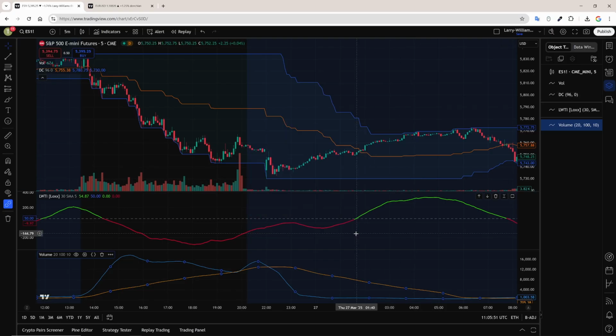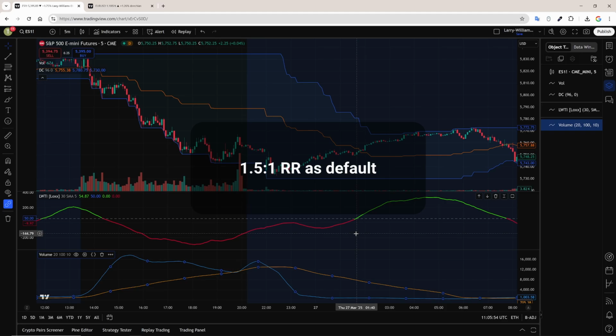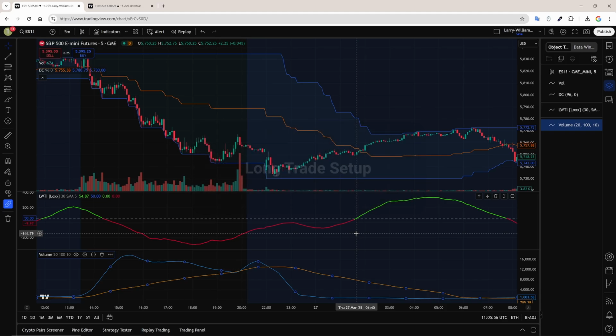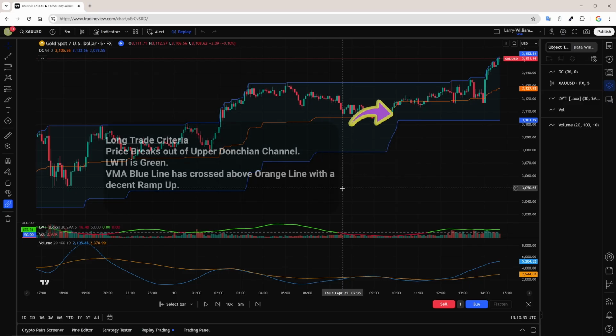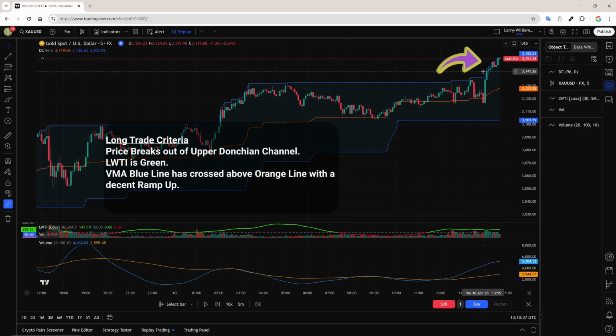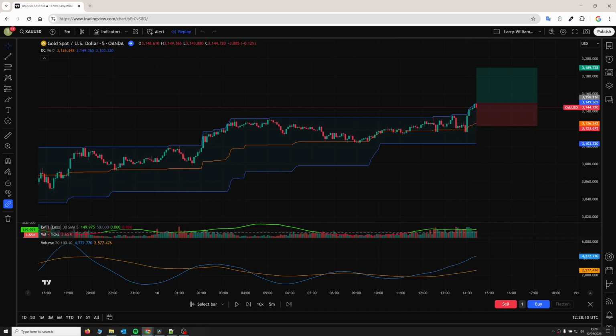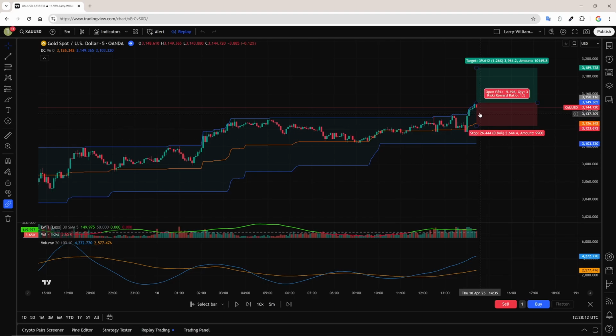This strategy uses a 1.5 to 1 risk-reward ratio as the default. You would enter a long position using this strategy when the price breaks above the upper band of the Donchian channel, as it has here. The Larry Williams Trade Index indicator is green, and the blue volume average line has crossed above the slower orange volume moving average line. This is how you would enter a long trade in this scenario using this strategy. Let's let this scenario play out and see how the trade went.